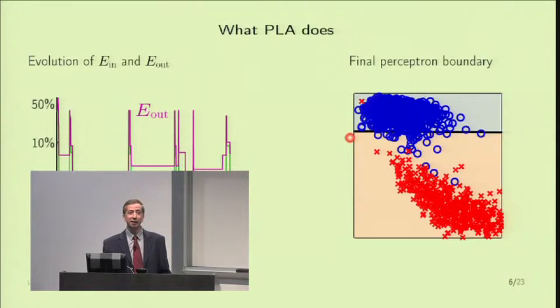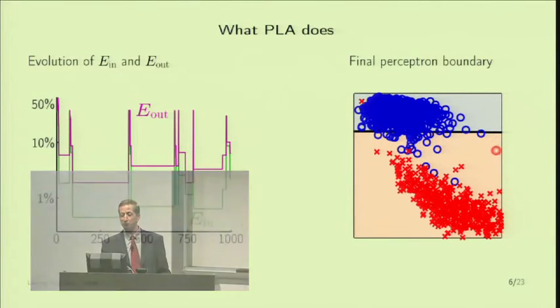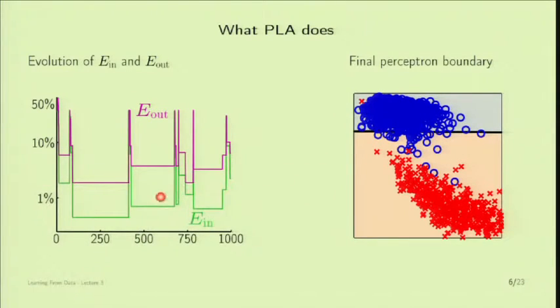Well, it's okay, but definitely not good. It's too deep into the blue region. You would have been better off doing this. And the chances are maybe earlier guys that had better in-sample error will do that. But that's what you have to live with if you apply the perceptron learning algorithm.